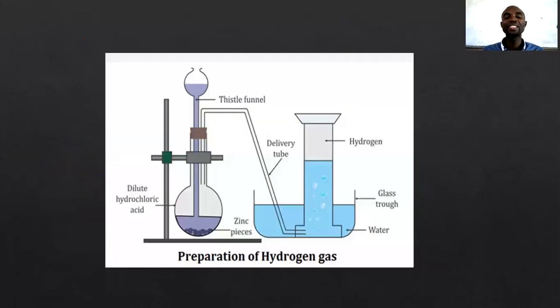And in the laboratory, this is the setup. We have it this way, and the hydrogen gas will be evolved. It will be collected through upward delivery, through the delivery tube. All right. That is the preparation of hydrogen gas.